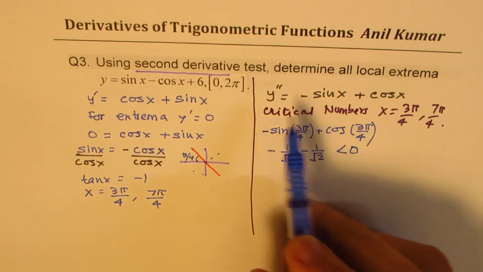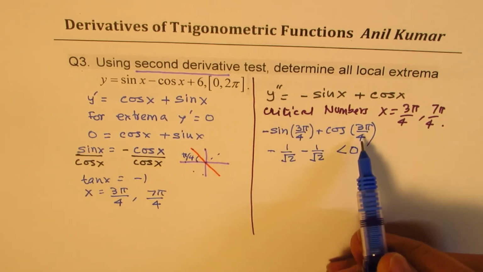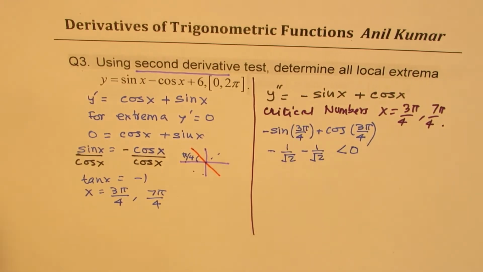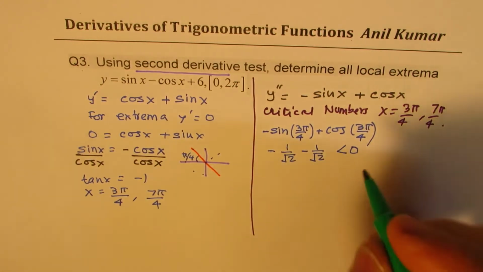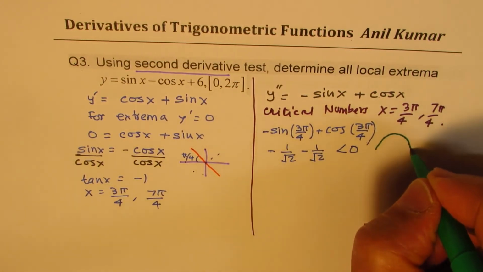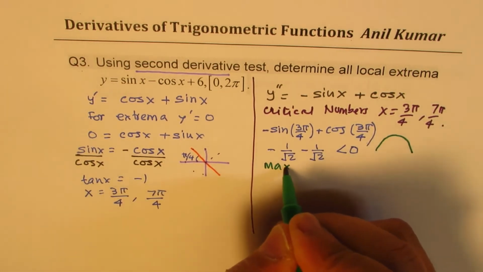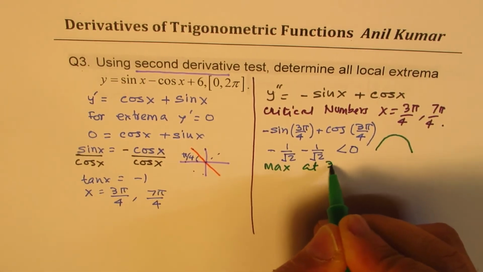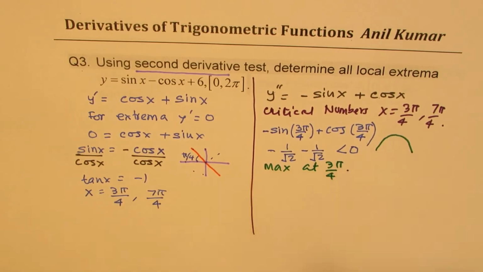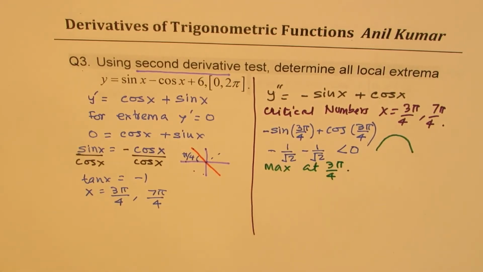So that means the second derivative at this point, being less than 0, is concave down, right? So this is concave down. So that means we have a maximum at 3 pi by 4, correct? You get the idea? That is how you're going to do it.